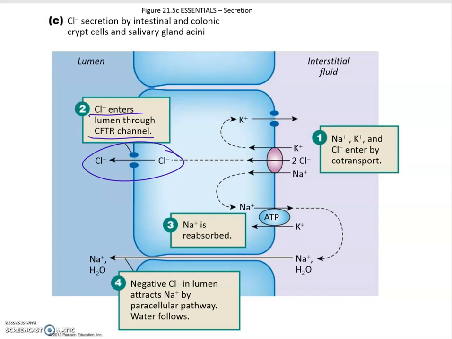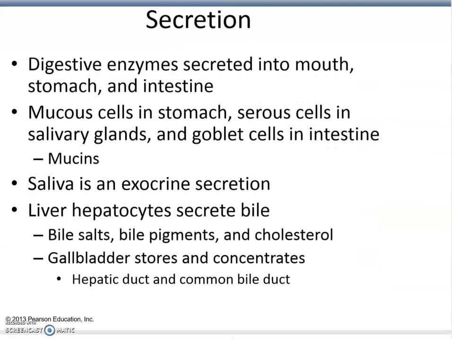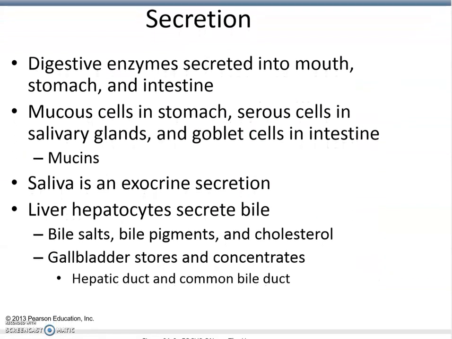So just to pick this up from the previous part, this slide right here deals with the chloride secretion in crypt cells of the colon and in the salivary glands, the acini there. The important part here is to pay attention to the chloride transport, and we're using a CFTR channel. So now here's your summary on secretion.